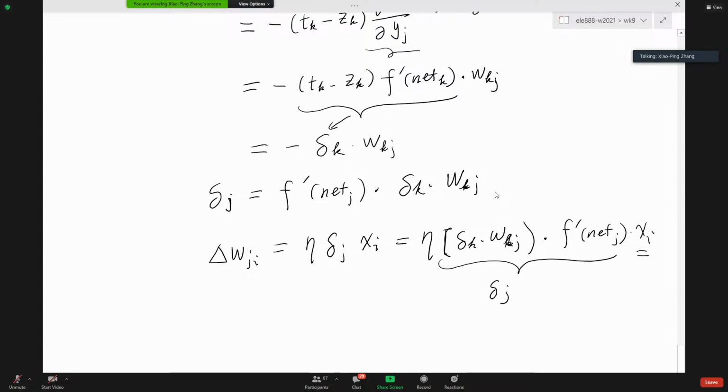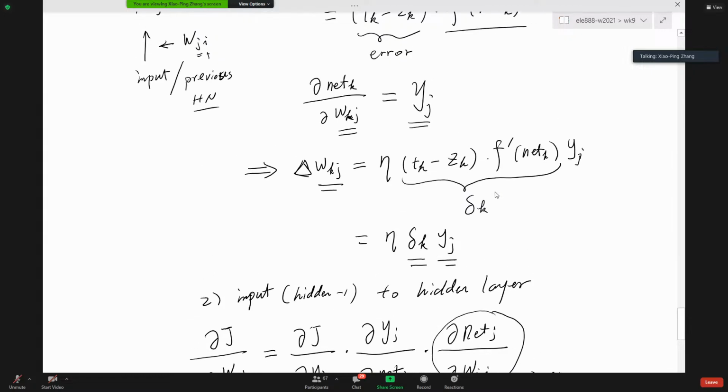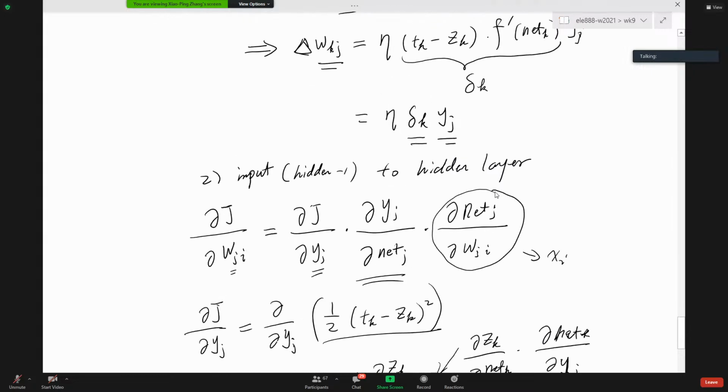So here, by doing this, we are propagating delta K to the next layer, going down, right? Back propagate to become delta J. So if we look at each layer, the form is the same. See?